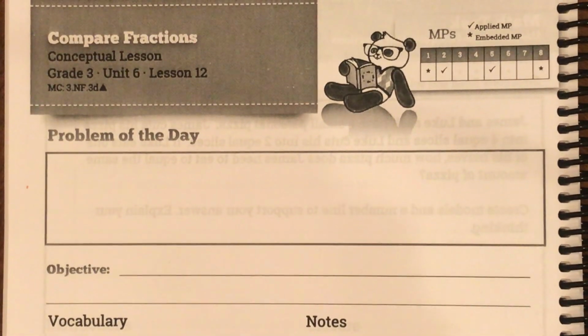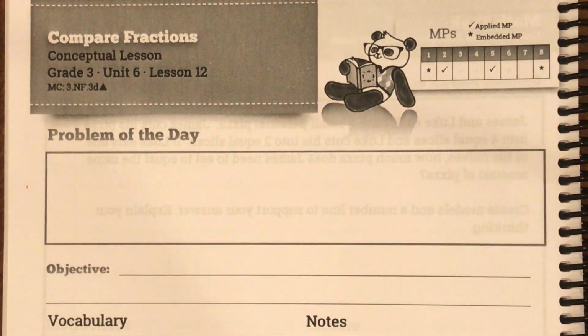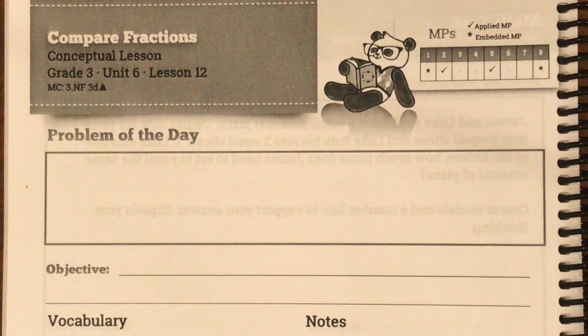Good morning, third graders. Today we're on page 153 of your student journal, page 153. And today we're actually going to be shading in some models. So you're going to need something to shade with.